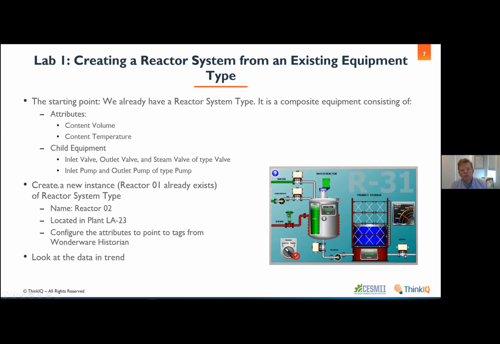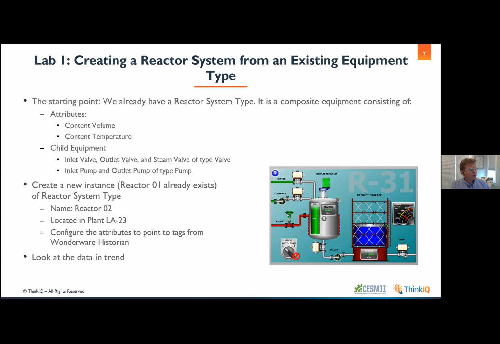We're going to create a new instance. Reactor 01 already exists of the reactor system type. We're going to call it Reactor 02. We're going to locate it in the plant LA23. And then we're going to configure the attributes to point to the tags from the Wonderware historian and look at the data in a trend.